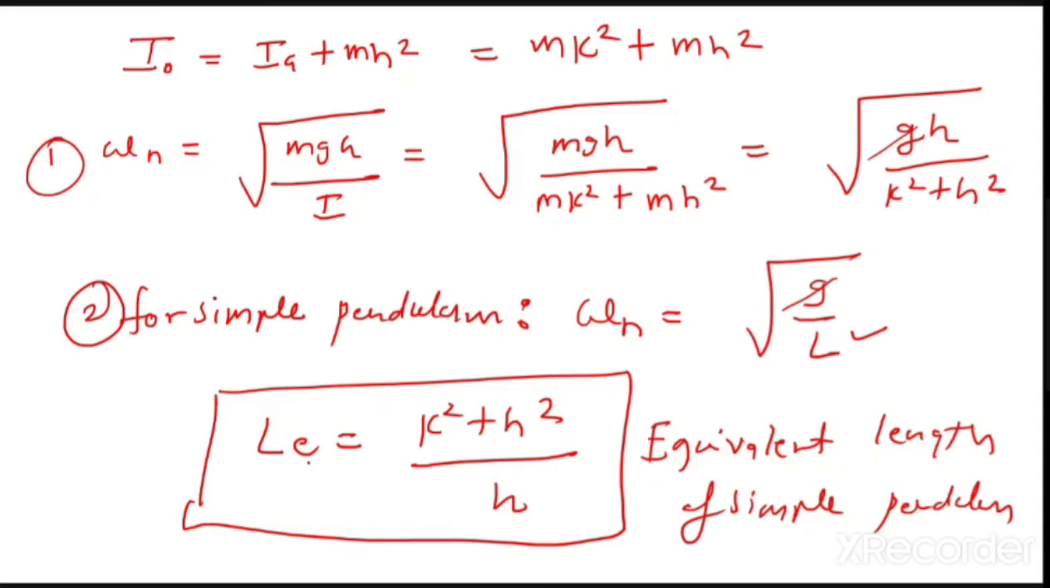So this LE is called the equivalent length of the simple pendulum, and this equivalent length of the simple pendulum is calculated from this formula: k square plus h square upon h. Now tell me, have you understood this or not? Have you understood this derivation or not?